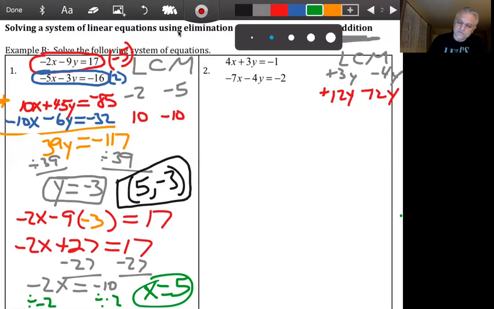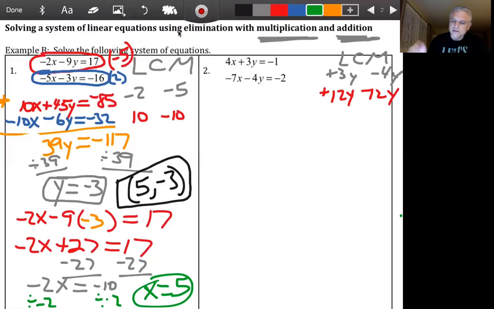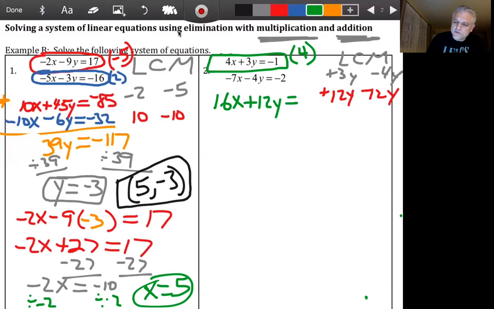So let's do that. For the first equation, let's take that plus 3y and make it a plus 12y. Well, what do we multiply positive 3y by to give you positive 12y? And hopefully you're saying 4. Okay? So we're going to multiply this first equation by 4. So 4x multiplied by 4 gives you 16x. Plus 3y multiplied by 4 gives you plus 12y. Bring your equal sign. Negative 1 times 4 is negative 4.